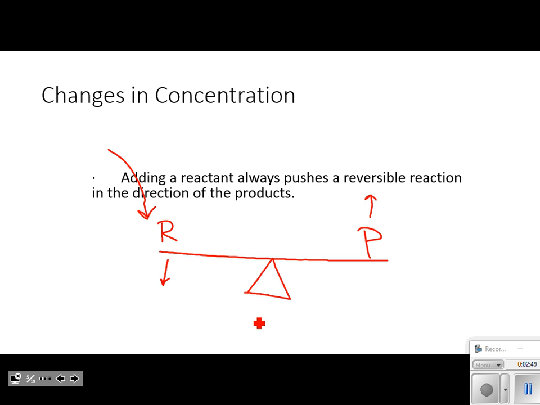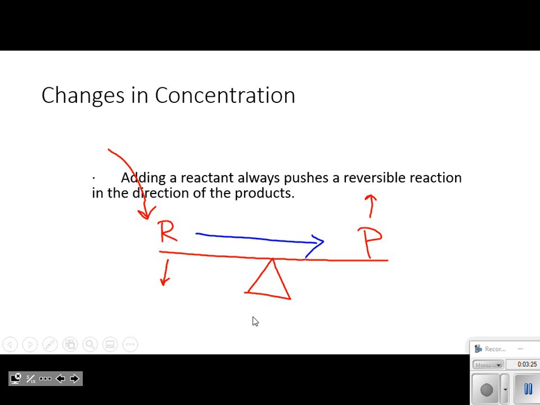Absolutely. So what happens in the system is that the forward reaction produces more products in order to even it back out. So in this case, we would say that if we add a reactant, it's going to favor the forward reaction because we need to get more products to even out that teeter-totter. Does that make sense? Okay.